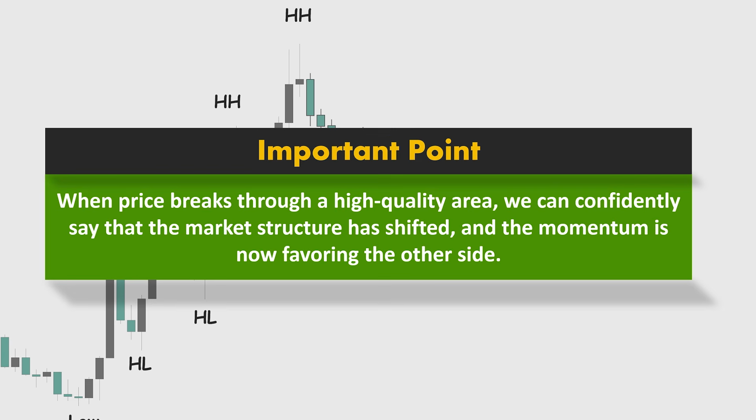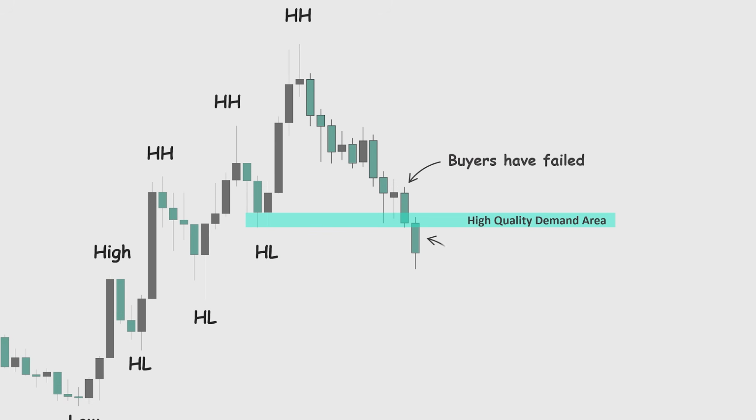So, when price breaks through a high-quality level like this, we can confidently say that the market structure has shifted and the momentum is now favoring the sellers. This condition is known as a change of character, signaling a shift in market sentiment.